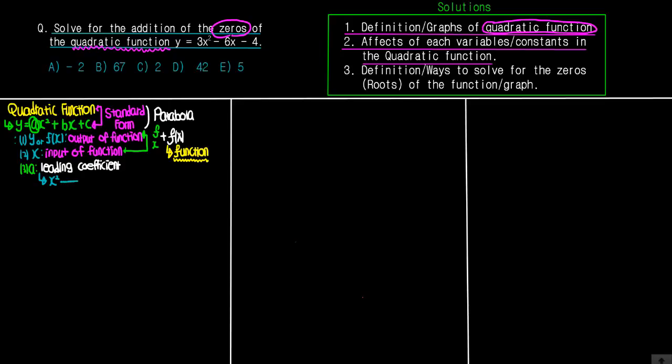And with that leading term's coefficient, x squared's coefficient, which in this case is going to be a. So that's why we call a the leading coefficient. So we'll say the a value is the leading coefficient, the coefficient of x squared. This is what the leading coefficient will be.